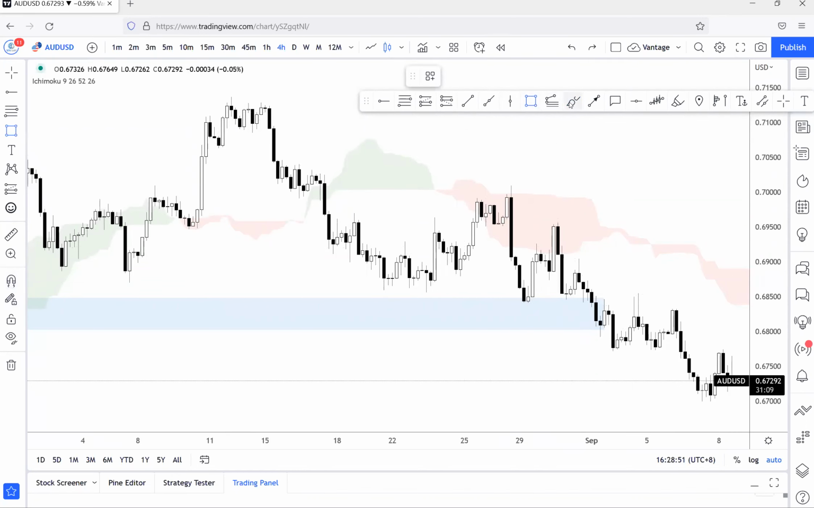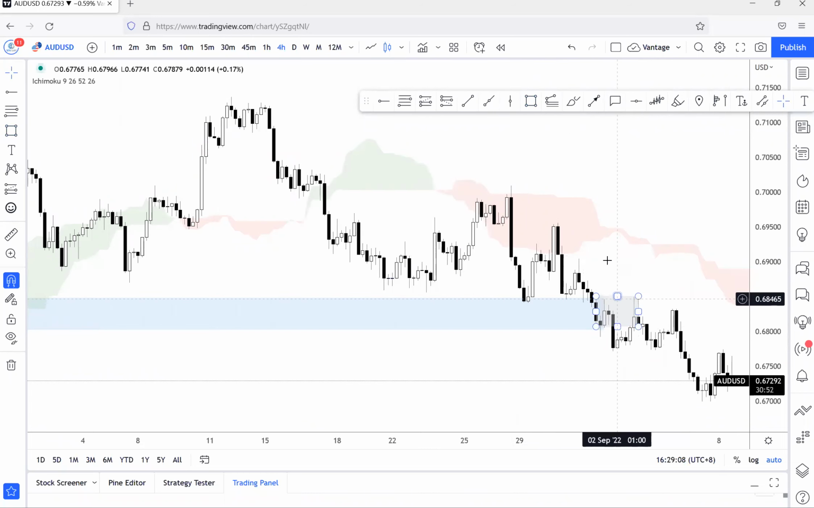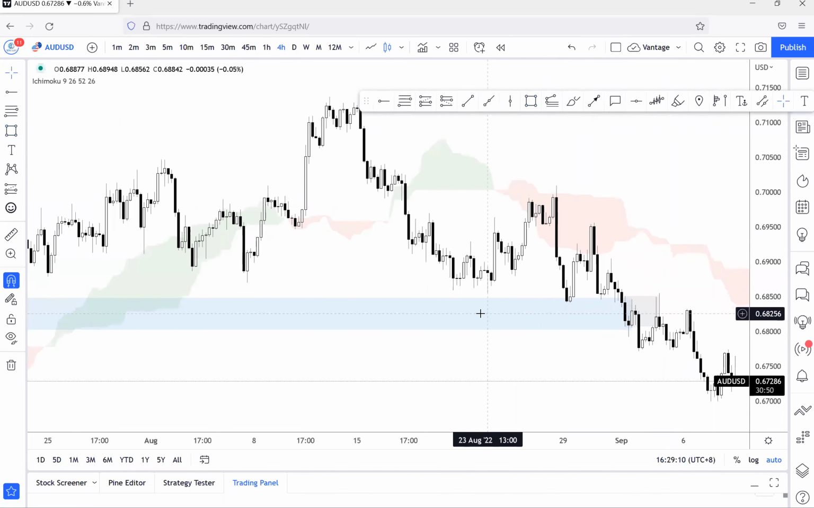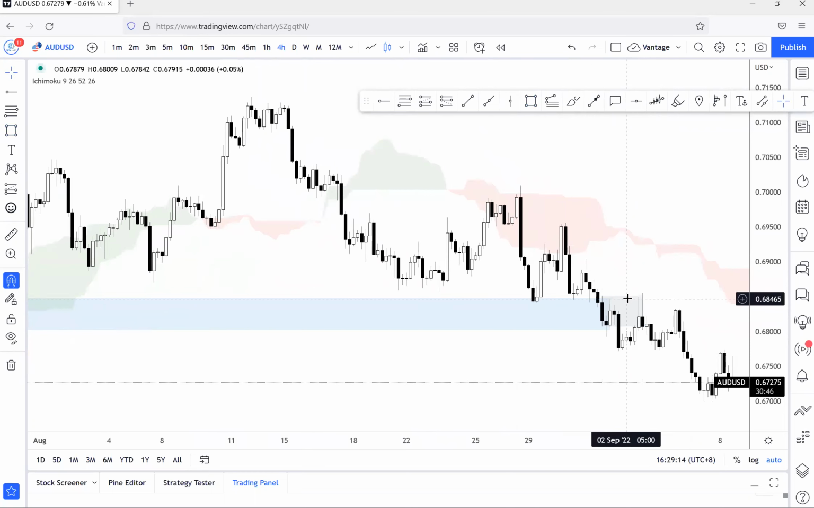So again, the interaction of supply and demand zones: when demand fails, this blue area was demand, and when it fails, it creates a supply region. You can see this would be the supply region formed over here. Let me just put it in a different color. So this is supply, right? Because this is the candle that still holds within the demand area before it fails completely. And when that happens, it creates a supply region.